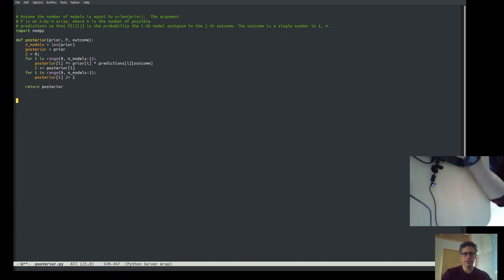So let's say import numpy as np. Am I using it somewhere? No. So let's make it here. How can we do it? Well, let's say predictions is np.zeros, right? Is that how you write it? Yeah, zeros, n models and T. So we have predictions for T steps. Let's say T is 10 or 100. Let's say we have 10 models.